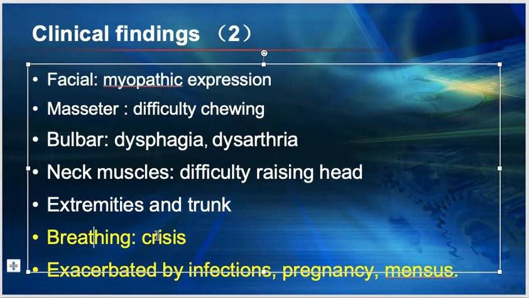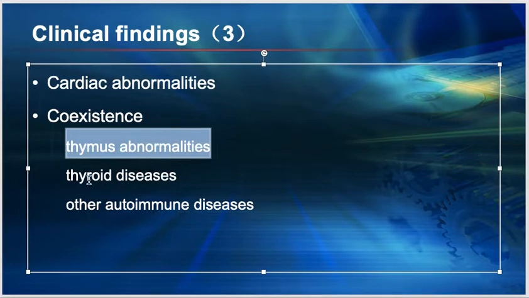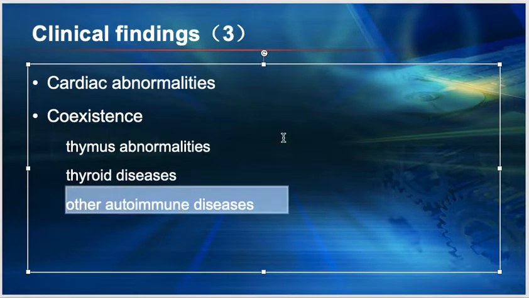So now, how the disease goes, guys: the disease has a variable course. For example, there are exacerbations and remissions, exacerbations and remissions. And remissions are not complete or permanent. That's how all the autoimmune conditions present or behave, simply. Now, there could be cardiac abnormality and, like I told you, thymus hyperplasia is there. And they present with other autoimmune conditions.